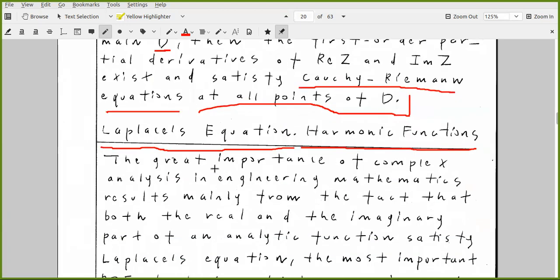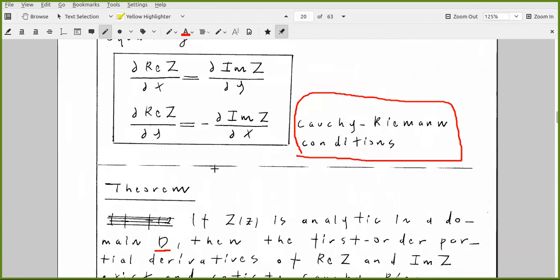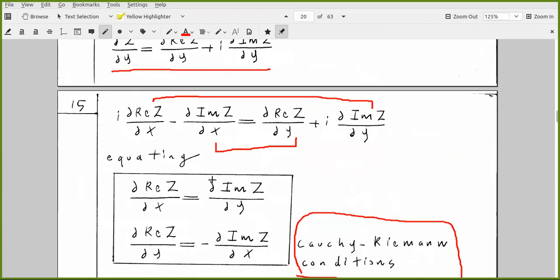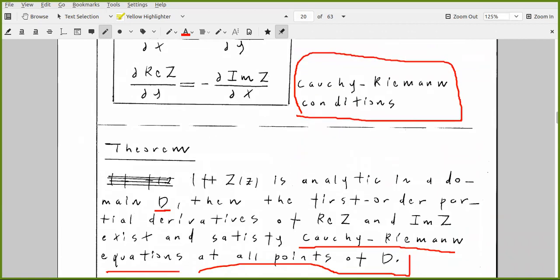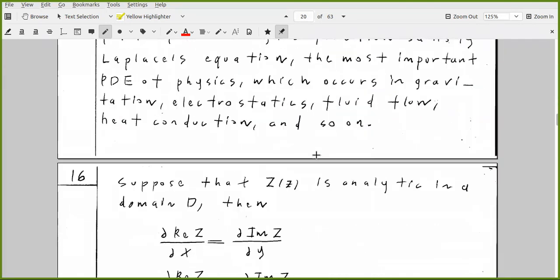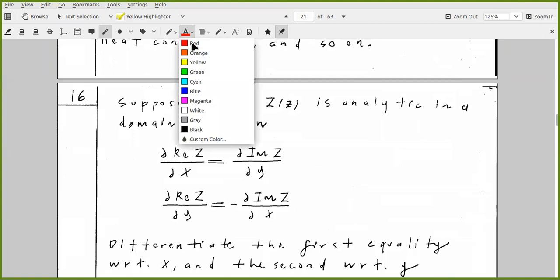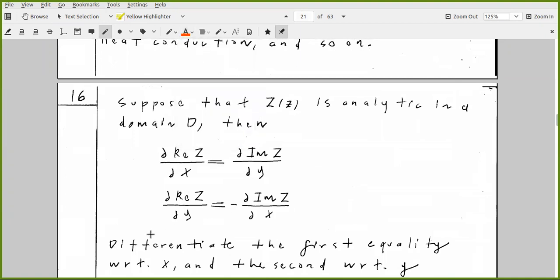So how are such results found? These are related to real z and imaginary z, but let's derive that result. These are the Cauchy-Riemann conditions. If the function is analytic, these should be satisfied.